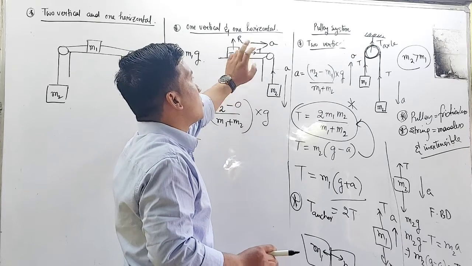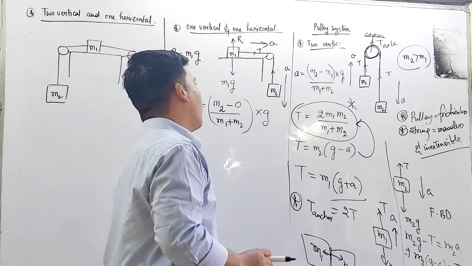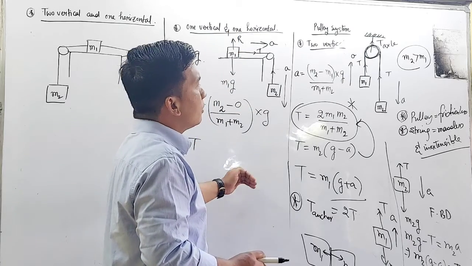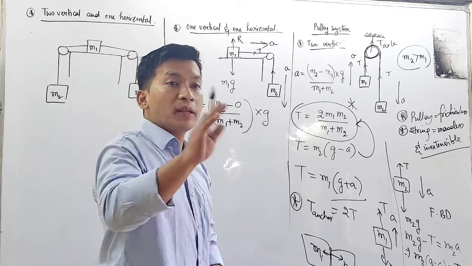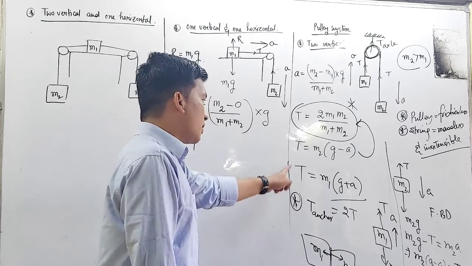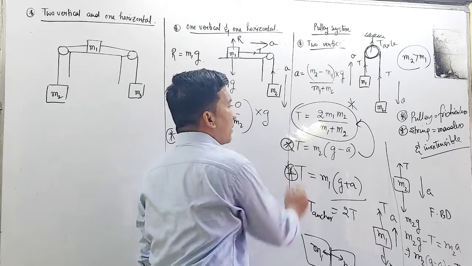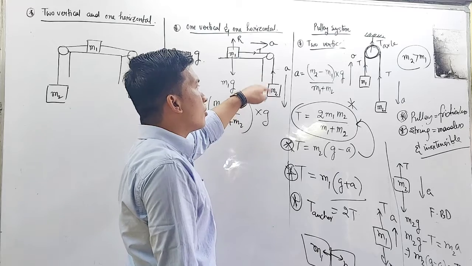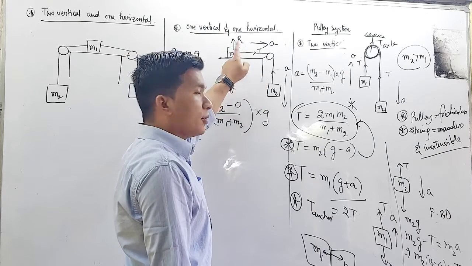We simply find out the tension T for the hanging object. Hanging object means the vertical object. See, this shortcut trick must be applied for your hanging object. We can apply it over here also, but it will be very long.